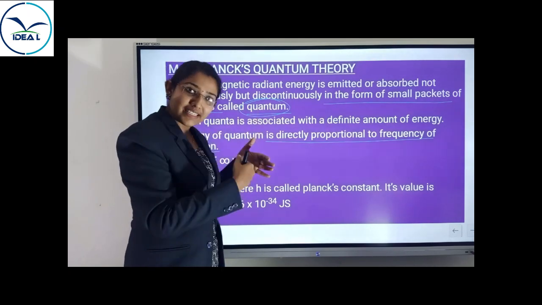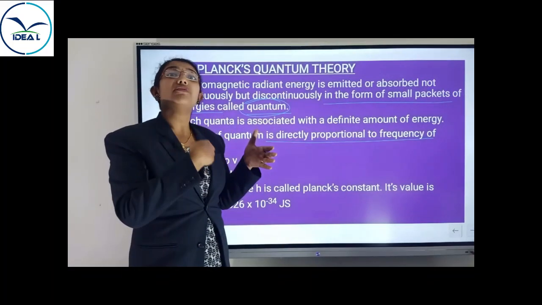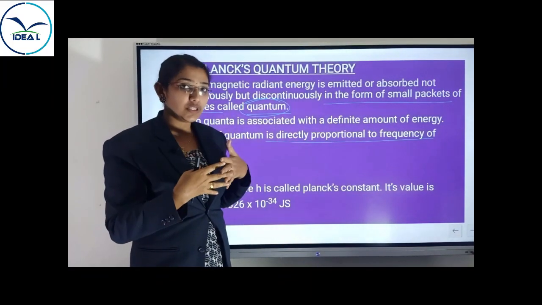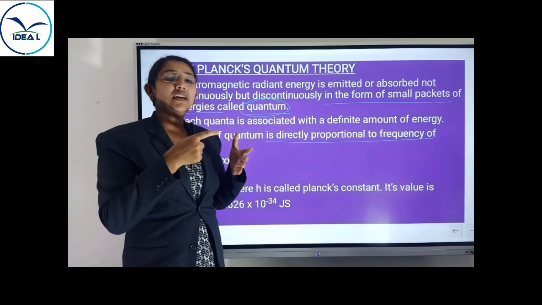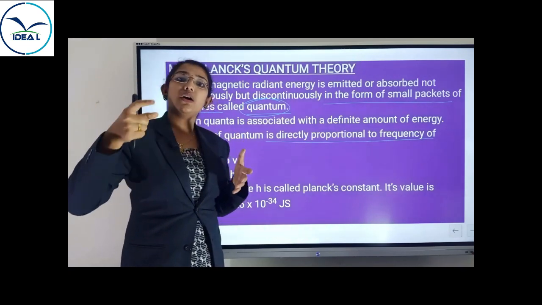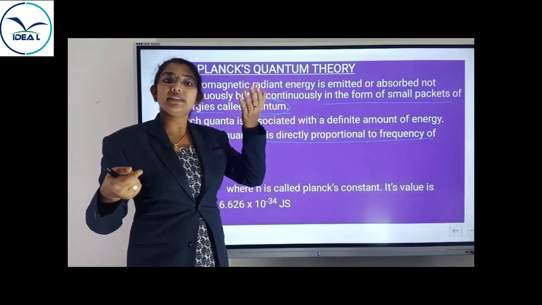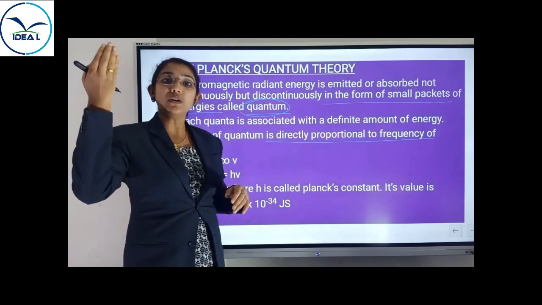Okay, the next is the relationship between the energy of quanta and the frequency of radiation. What is the relation? Yes, the energy of quantum is directly proportional to the frequency of radiation, which means that as the energy of quantum increases, the frequency of radiation also increases.